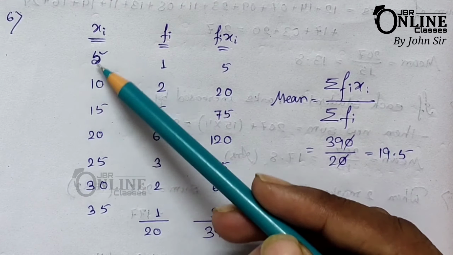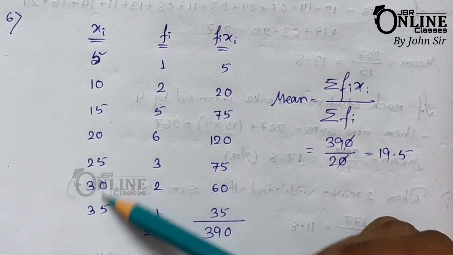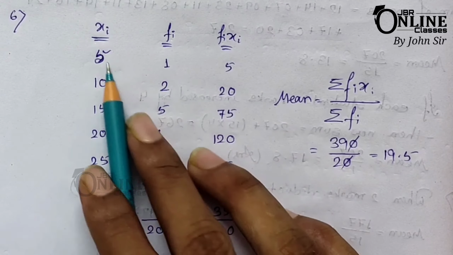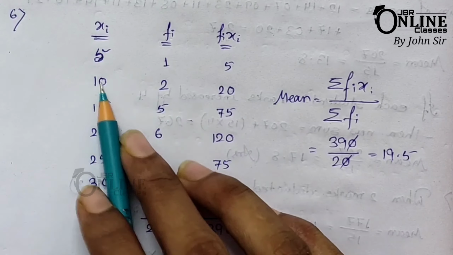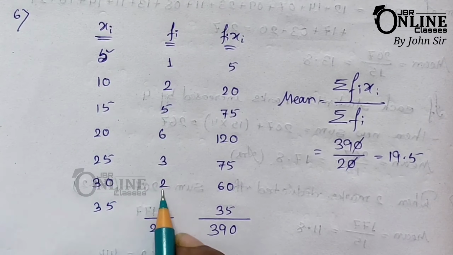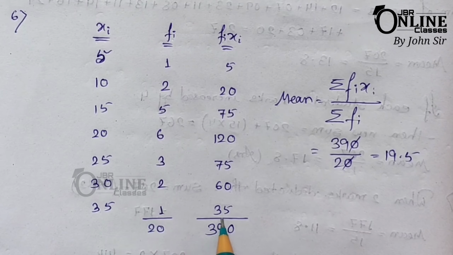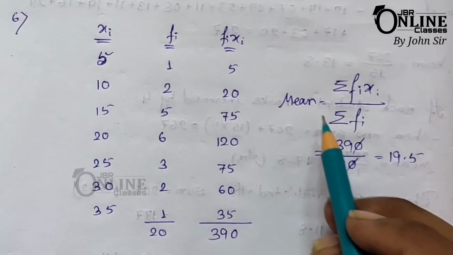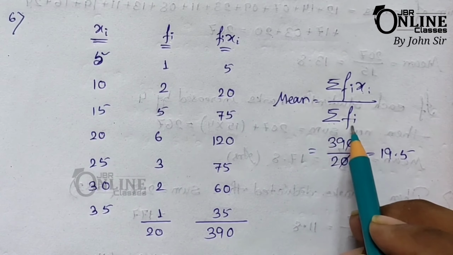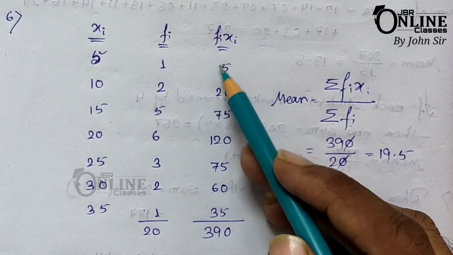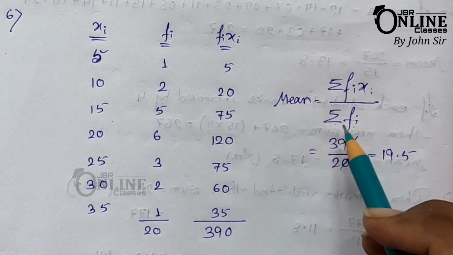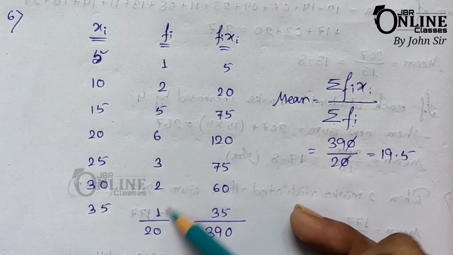So here the given distribution is 5, 10, 15, 20, 25, 30, 35, and here the given frequency. Then you have to find out fi xi. That means 5 into 1 is 5, 10 into 2 is 20, 15 into 5 is 75, and so on, 30 into 2 is 60, and 35 into 1 is 35. Okay, now next, the formula of mean equals summation fi xi by summation fi. Summation means the addition of all these numbers. All fi xi numbers, and summation fi means the addition of all these numbers.